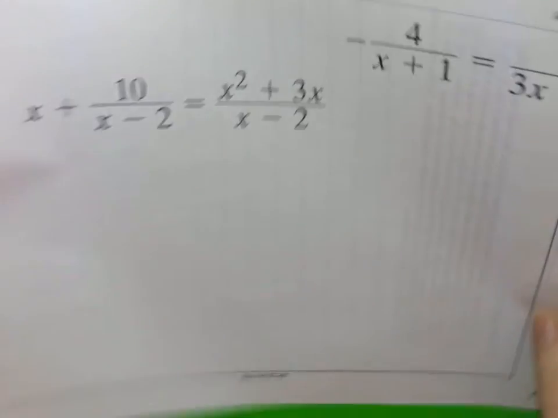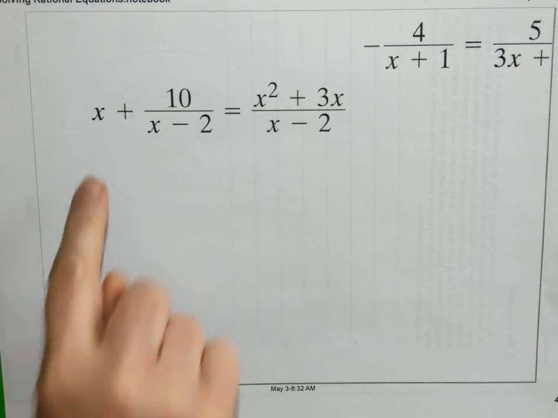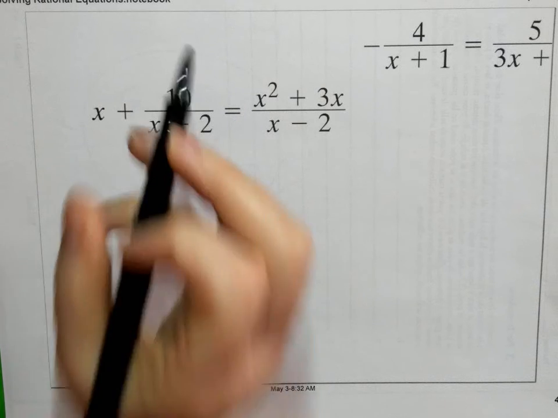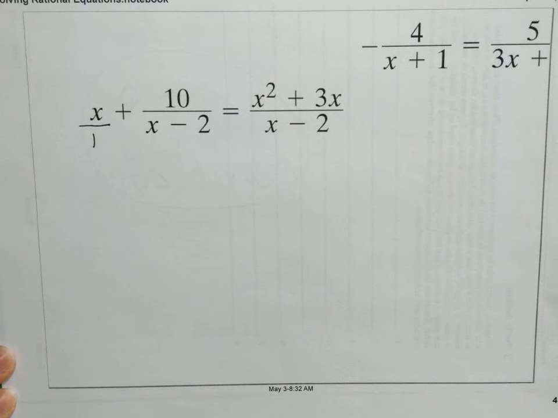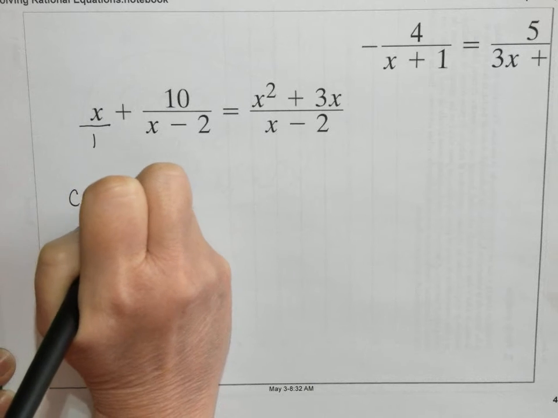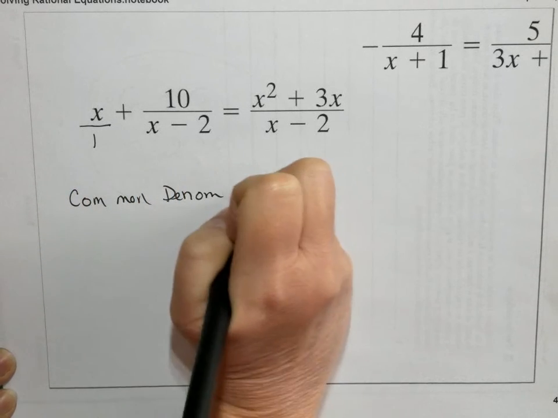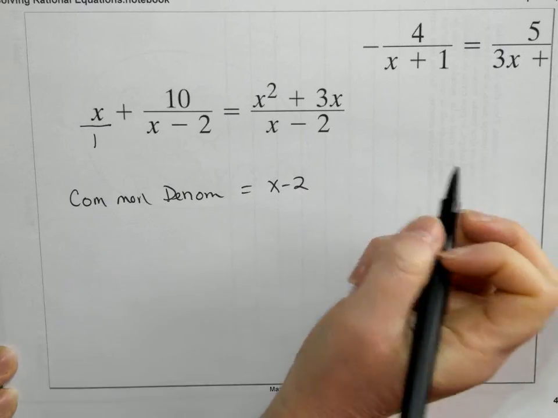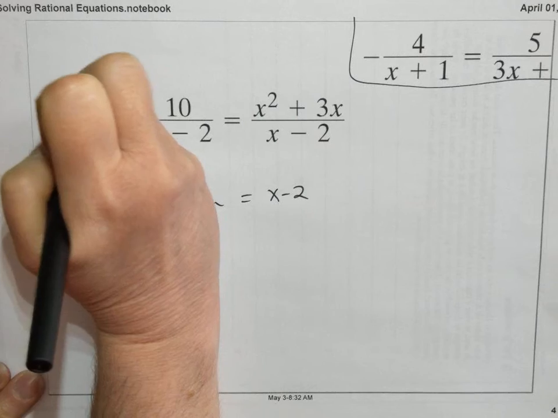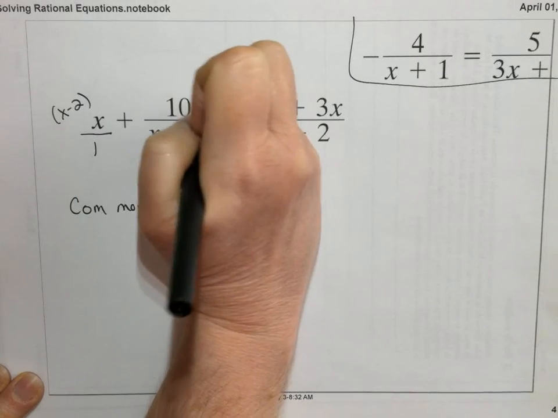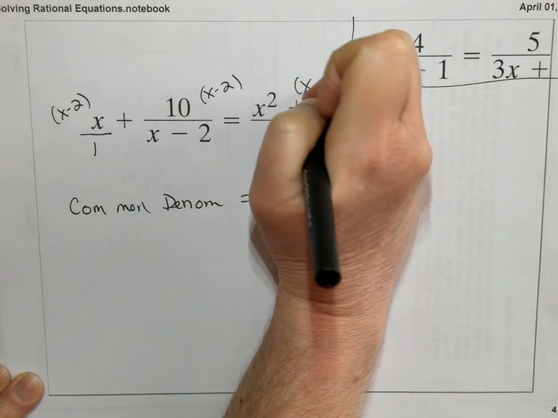Let's try another one of those. All right, here it is. We have this crazy mess. Remember, this thing has a denominator of 1. So my common denominator is pretty easy to see right now. Since these are alike, my common denominator is x minus 2. So I'm going to multiply every fraction. Ignore this guy up here for now. We're going to multiply everything by x minus 2. Multiply this by x minus 2, and multiply this by x minus 2.